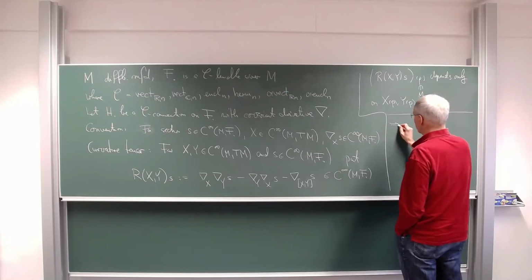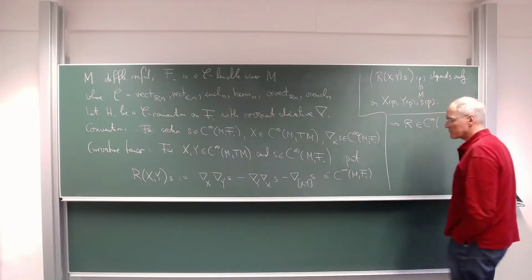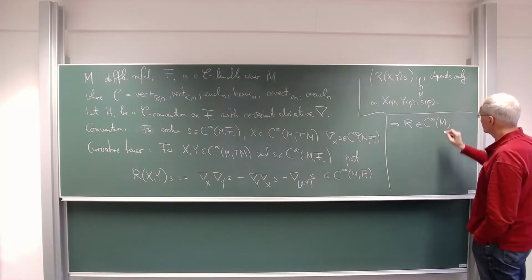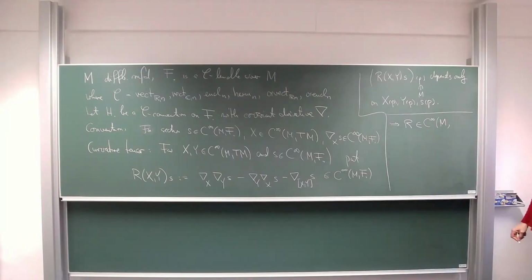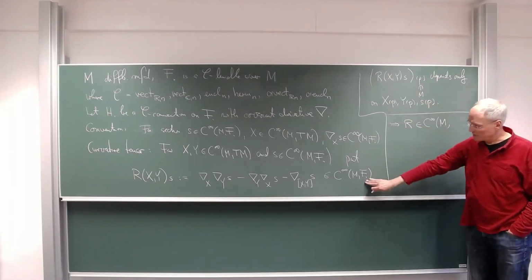So this implies R can be considered as a section on my manifold. Now, what's the bundle it's taking values in? If I insert fixed vector fields X and Y, then I get a section in my bundle F.